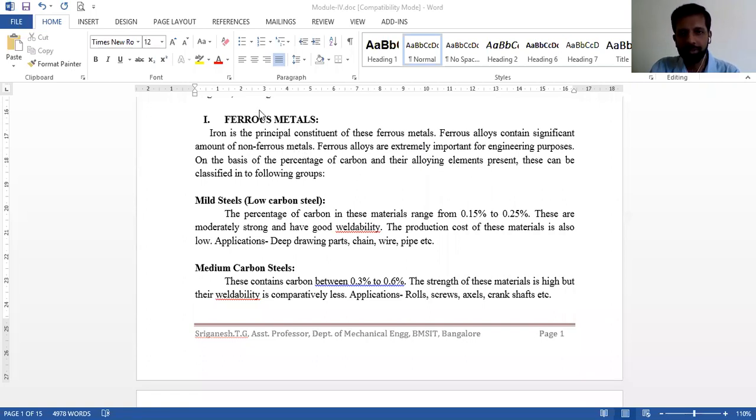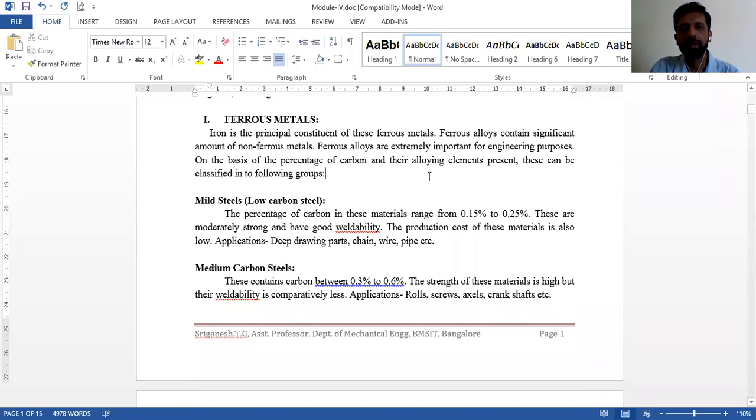But in ferrous materials itself, there are different categories that can be further distinguished, because they have different properties. There is a slight change in some of their constituents, in the ferrous content. Because of that, their properties change drastically. So what are those? Let us see that.